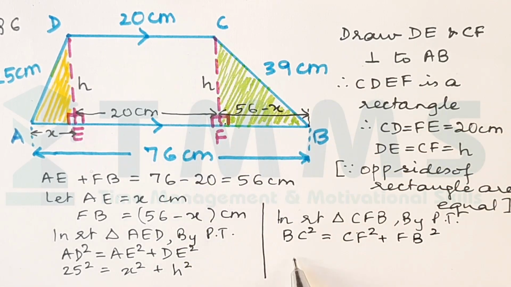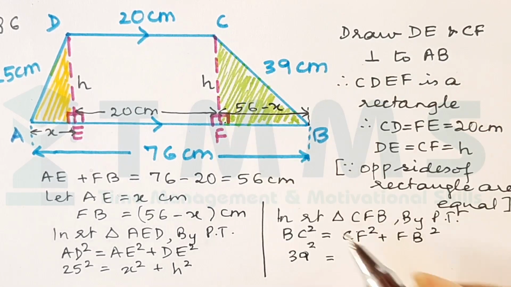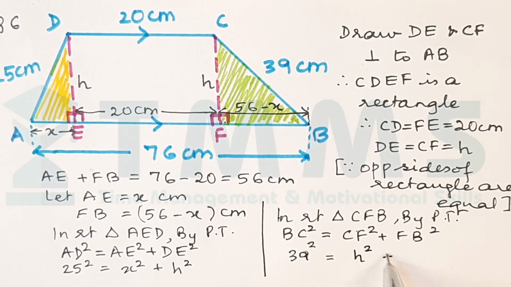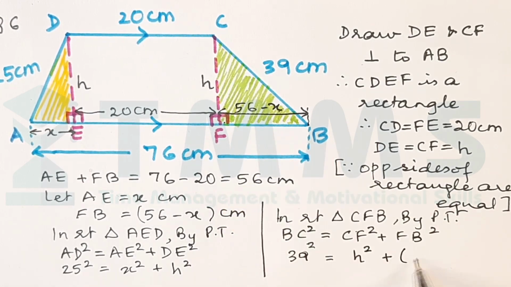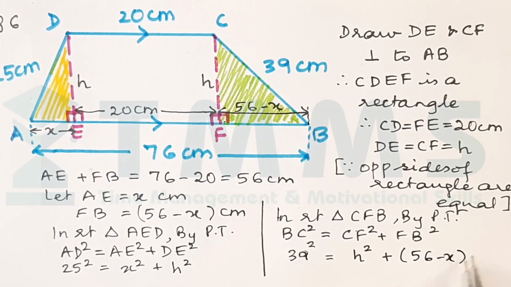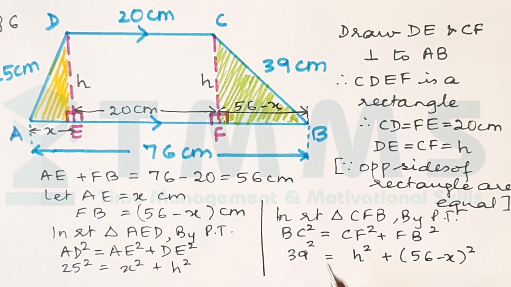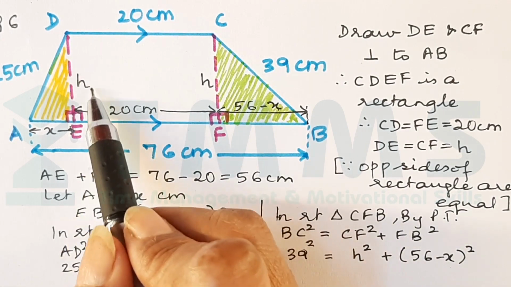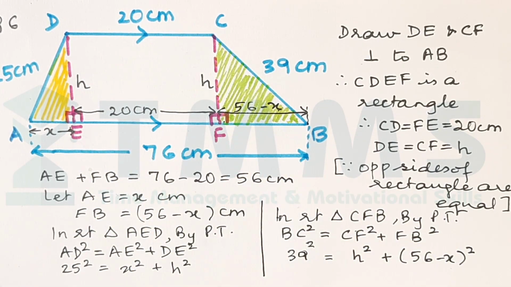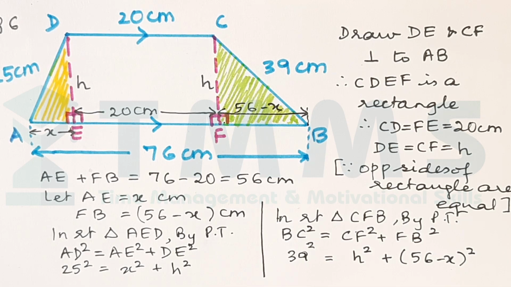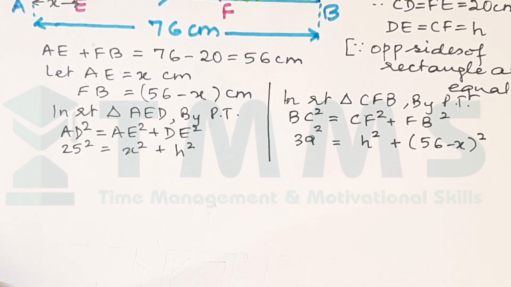Now BC is 39 square, which is equal to CF means h, so it will be h squared, and FB is going to be 56 minus x, the whole square. Okay, now that you got the values, understand that we have to finally get h. Once we get h, we'll use our formula for the area of trapezium and we can get the area of the entire trapezium. Okay, so now let us see how we can proceed after this.